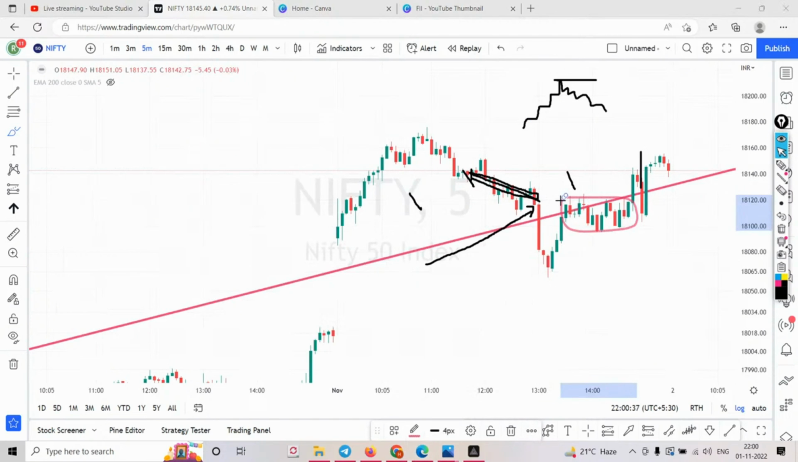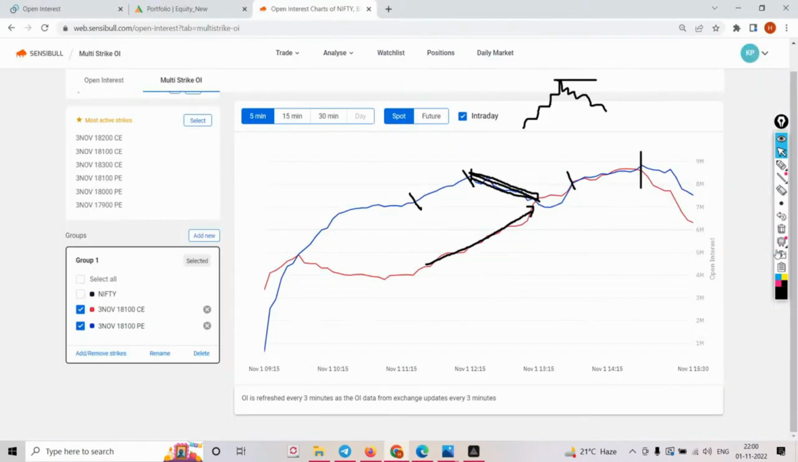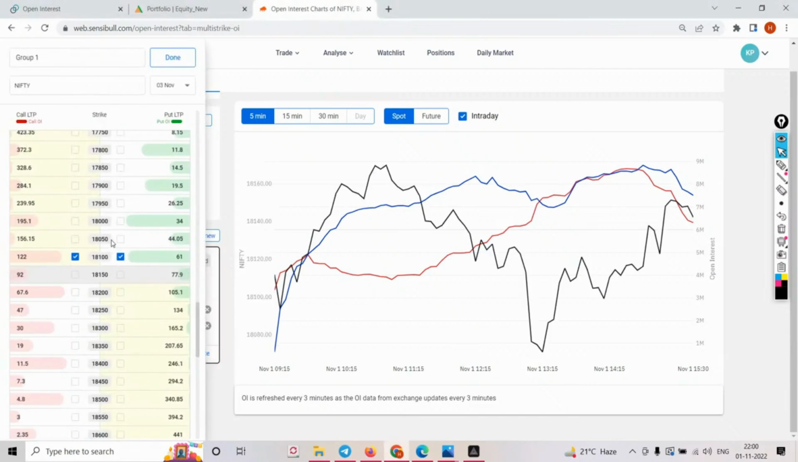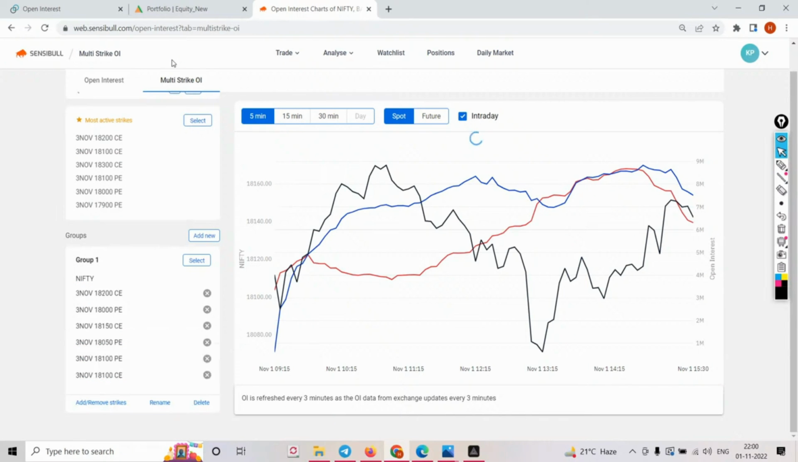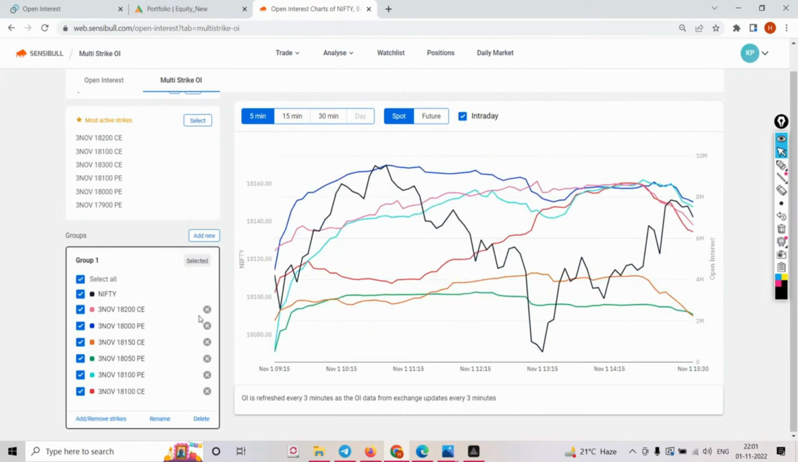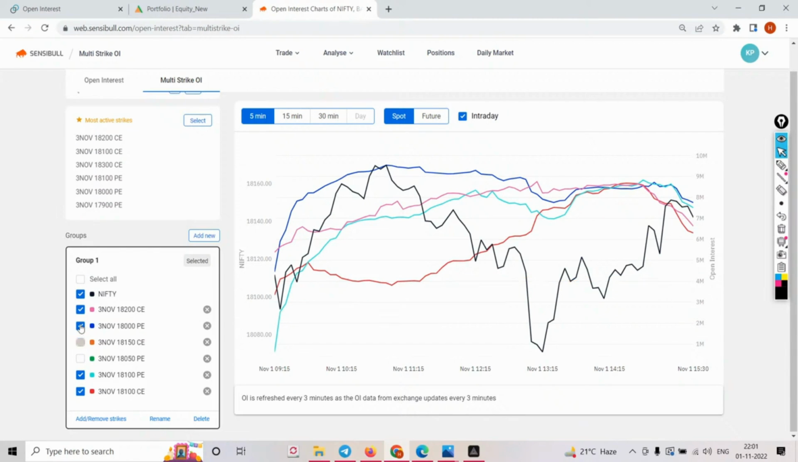Okay, now we have seen only one ATM. Now the time comes, I'll say add remove strikes. I'll go for one OTM put, one OTM call, and let me go for one more OTM put and one more OTM call. Okay, let me say done. So we have this position. We have just tried it with 18,100, so let me uncheck all this.